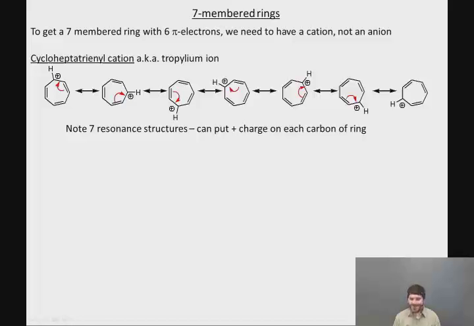So the cation that we are interested in is the cycloheptatrienyl cation. Now that's a mouthful, cycloheptatrienyl. Try saying that a few times fast. So this cation actually has a better name. It's called the tropylium ion. It rolls off the tongue a little bit better.